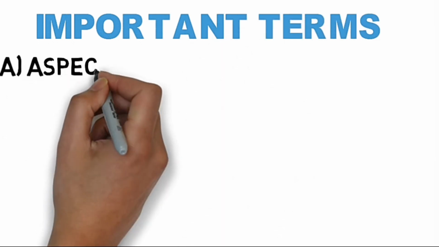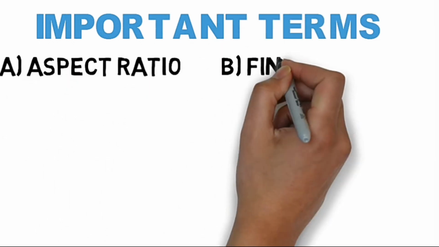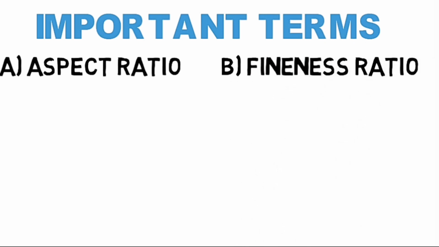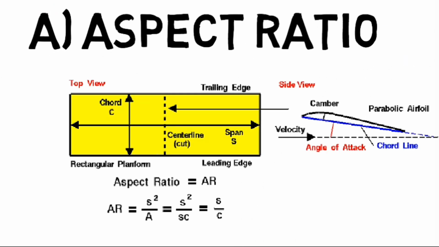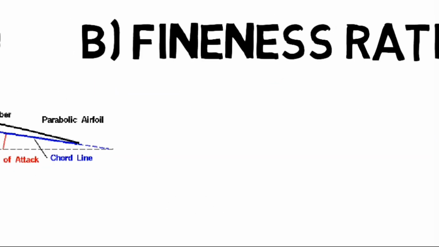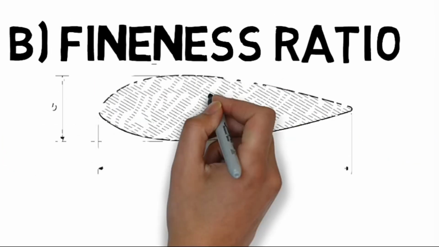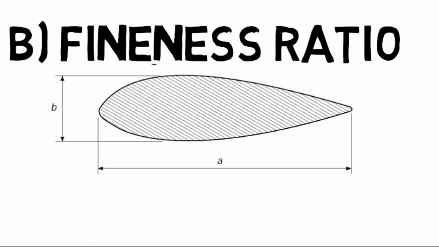Moving on, we have 2 important terms, aspect ratio and fineness ratio. Now, aspect ratio is the ratio of wingspan to the wing chord, or you can say S upon C, or span squared upon the surface area. We will discuss it later in detail in our next video. Then we have the fineness ratio. It is the ratio of the length of an aerofoil to the breadth of an aerofoil, which is A upon B.